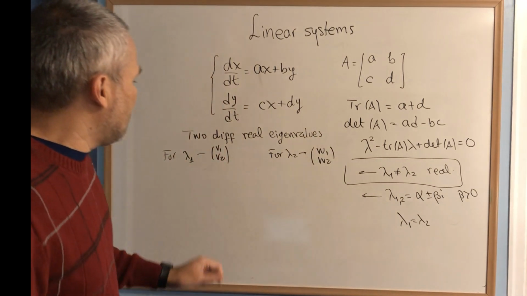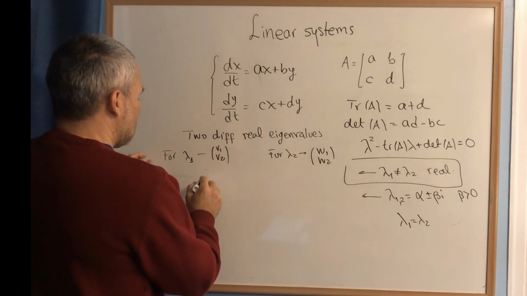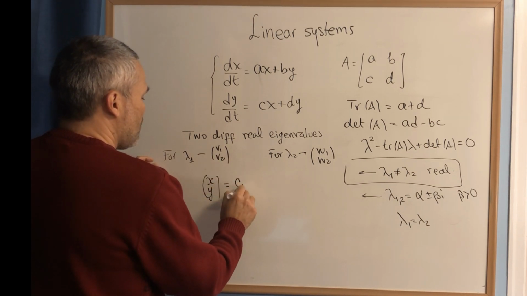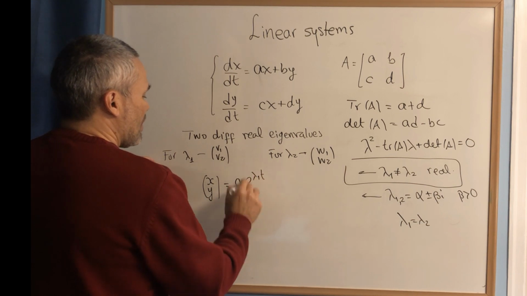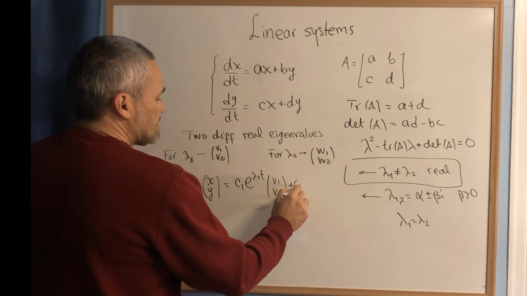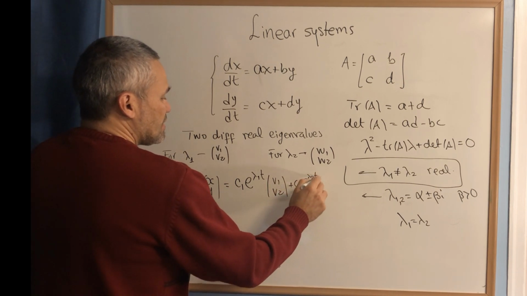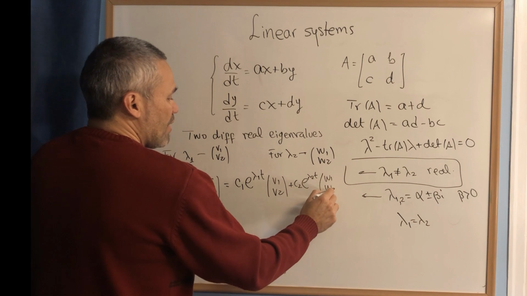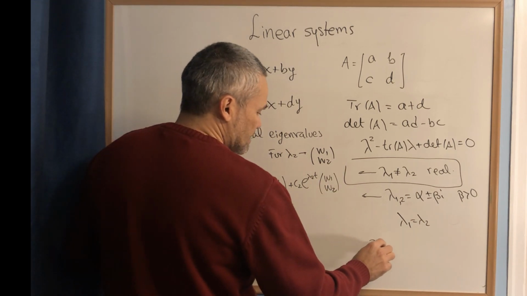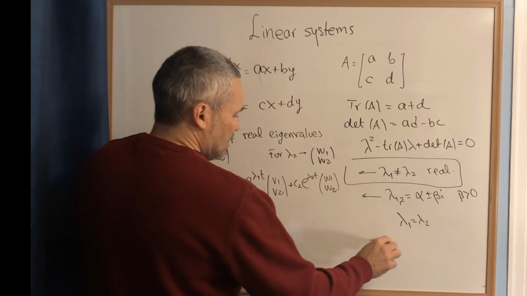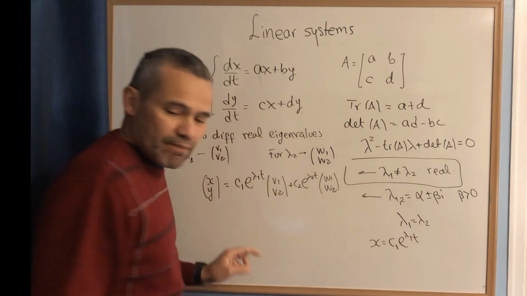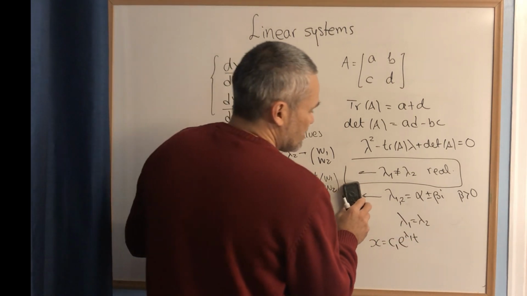And then the general solution looks like this. It looks like (x, y) equal to c1 e to the lambda 1 t times (v1, v2) plus c2 e to the lambda 2 t times (w1, w2). We can rewrite this in this form. We can rewrite it as x equal to c1 e to the lambda 1 t. Let me erase these cases. We are not considering these cases anymore.